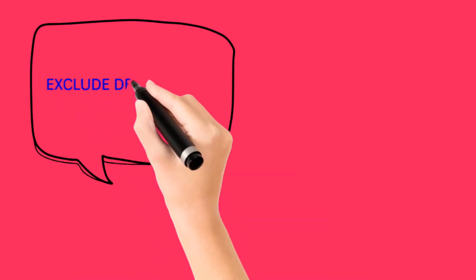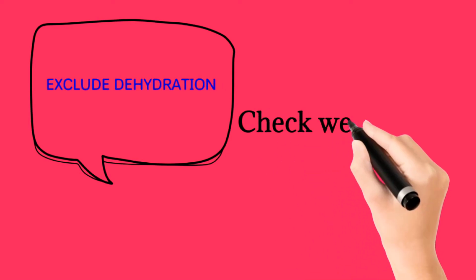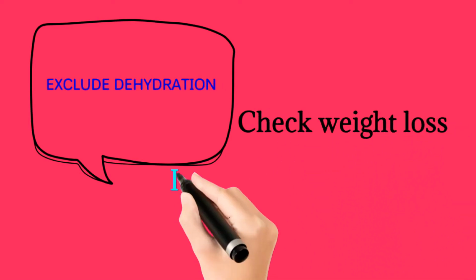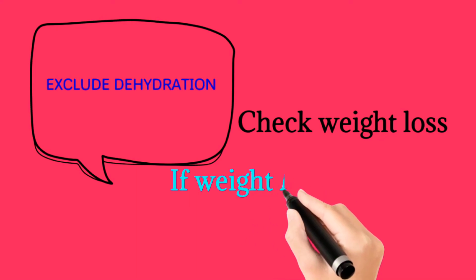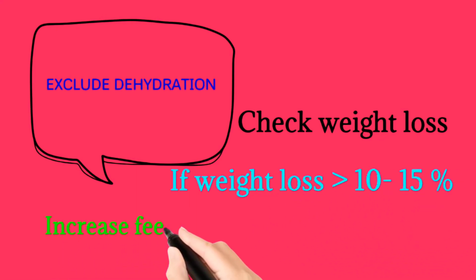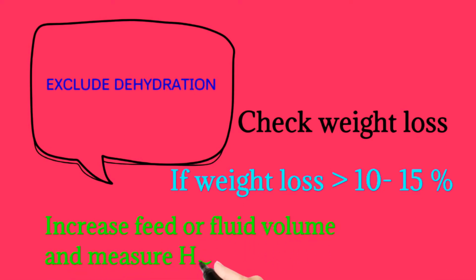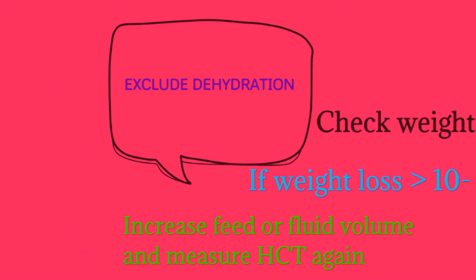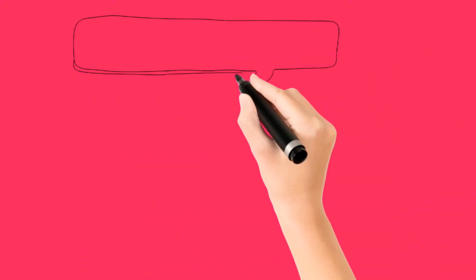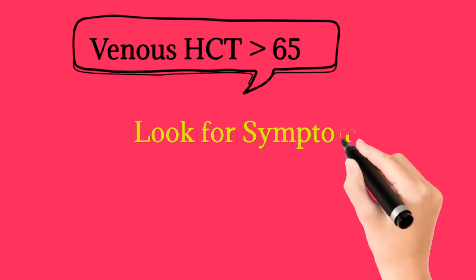First of all, you have to exclude dehydration of the baby. So first check the weight loss. If the weight loss is more than 10 to 15%, then you have to increase feed or fluid volume and measure hematocrit again. So again you get the venous hematocrit of more than 65.